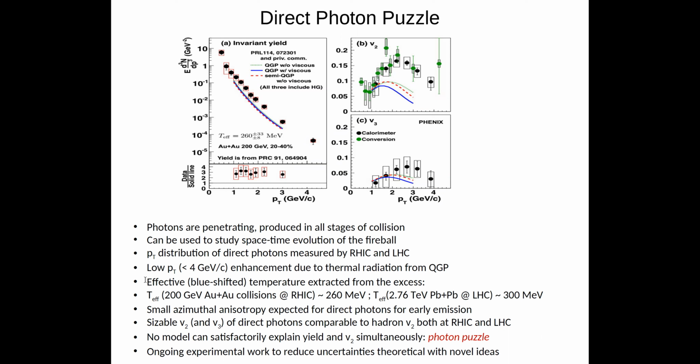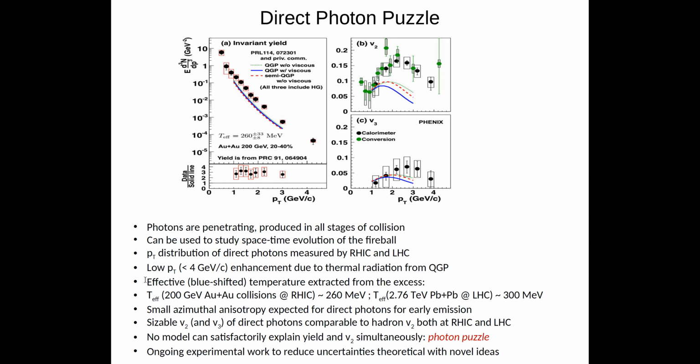However, since the medium is an expanding medium, the pT spectra will be affected by the expansion velocity of the medium. So the extracted temperature will be blue shifted. It will not be the actual temperature, but will be the effective temperature of the medium. But we know how the T effective and the T actual are connected.